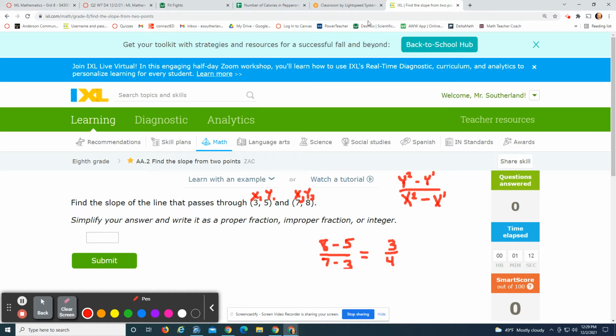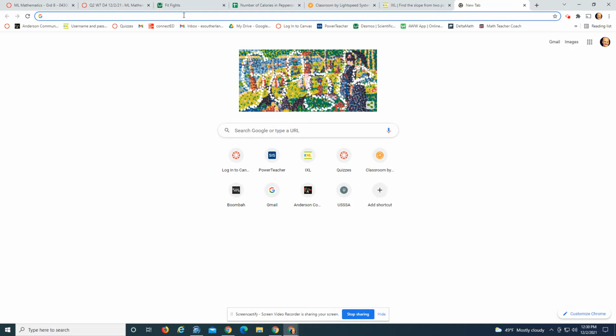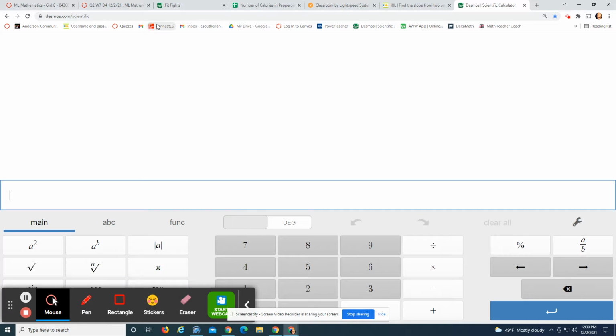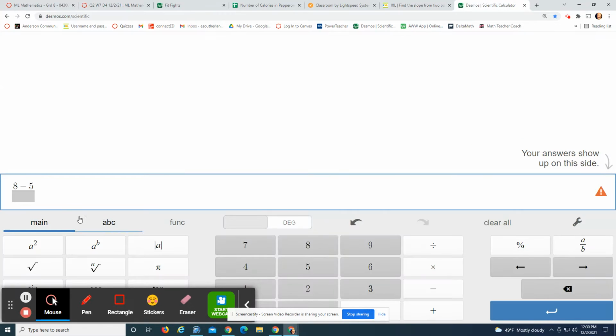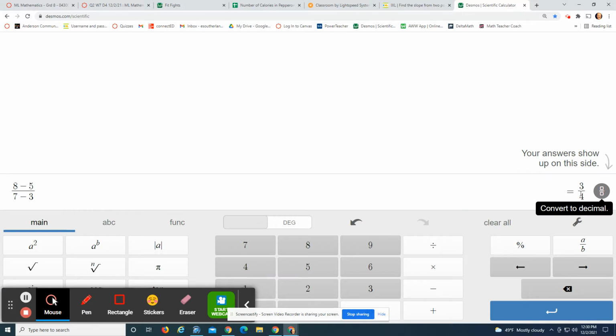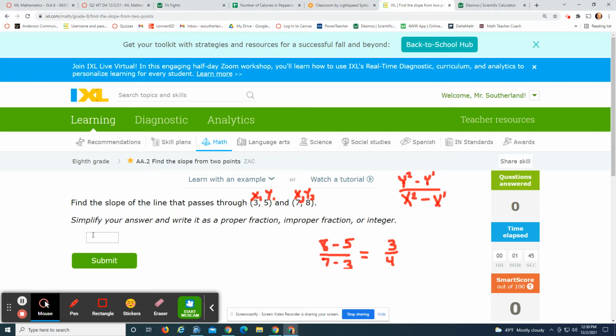If you're struggling with this a little bit, though, you could use Desmos Scientific Calculator. Maybe you're not very good at subtracting, especially if there starts to be negatives in there. So you just plug 8 minus 5 into a calculator, highlight the 8 minus 5, and you're going to click divide. And then on the bottom side, you would plug in 7 minus 3. And it will tell you, if you click this circle, what the fraction is, 3 over 4. So then you go back here, you type 3 over 4.